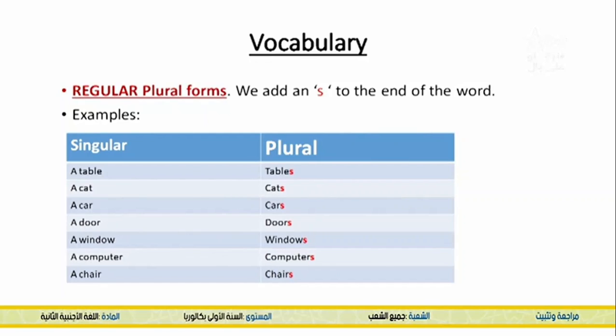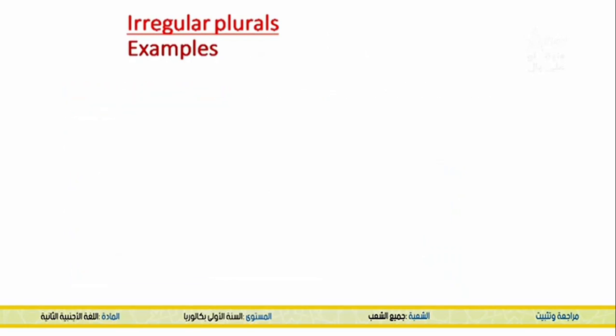Yeah, that's right. A cat, cats, an S. A car, cars. A door, doors. A window, windows. A computer, computers. A chair, chairs. So, as you have noticed, S, etc. Irregular plurals. It's different.